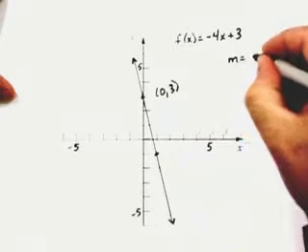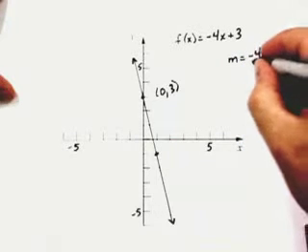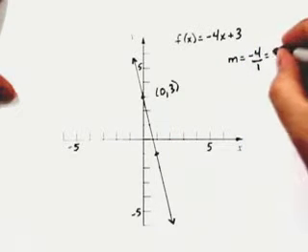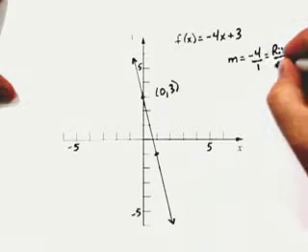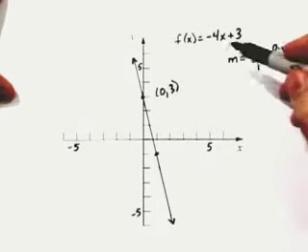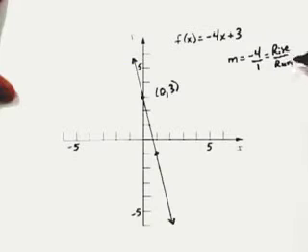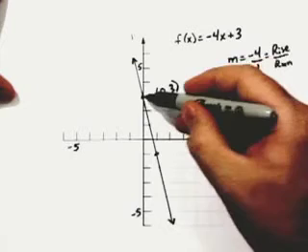We found that our slope was negative 4. We could consider that as negative 4 over 1, so we can write it as rise over run. This will allow us to get a second point that we could graph. We go 1 unit to the right, and then down 4 units on our graph.